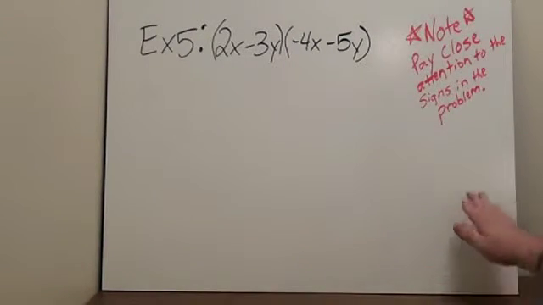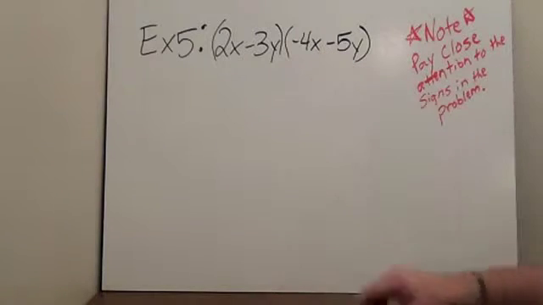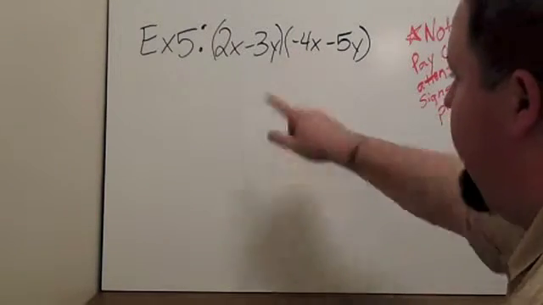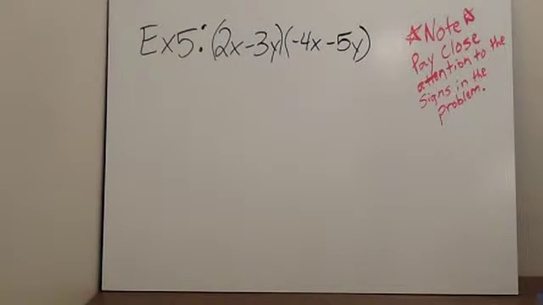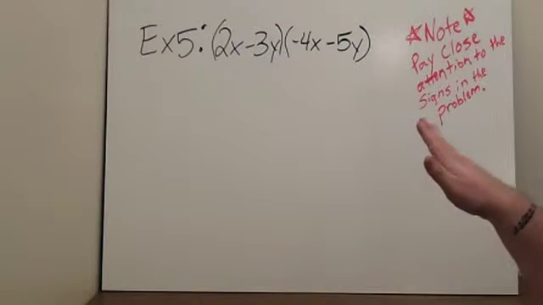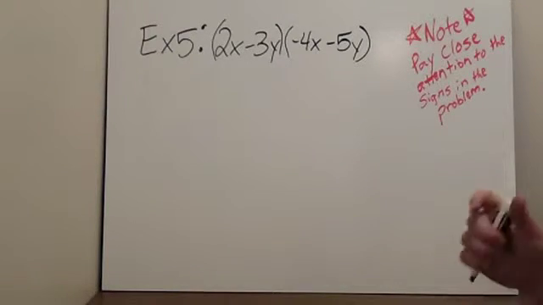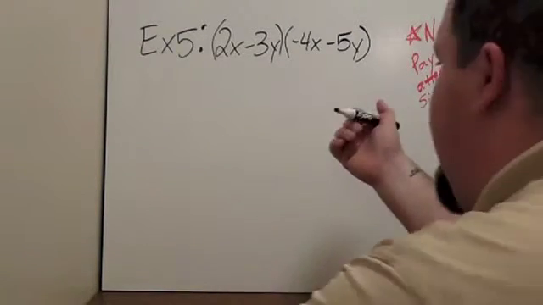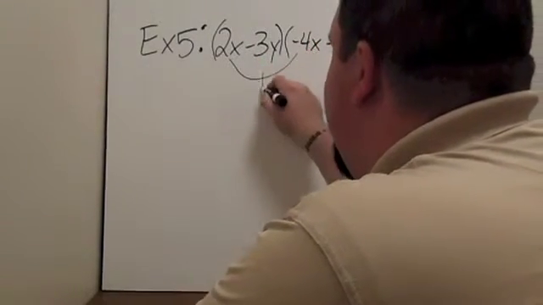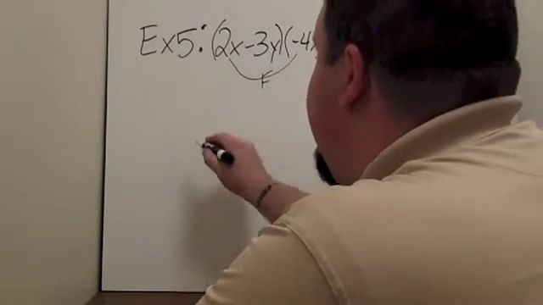Our last problem, we have a note. It says pay close attention to the signs in this problem. We don't just have a change in sign between our problems. We also have a negative sign in front of the 4x, so we need to be very careful with that. This one is our final example to show you that you can do these problems even if there's multiple letters. So we're going to take our first terms, 2x times negative 4x.